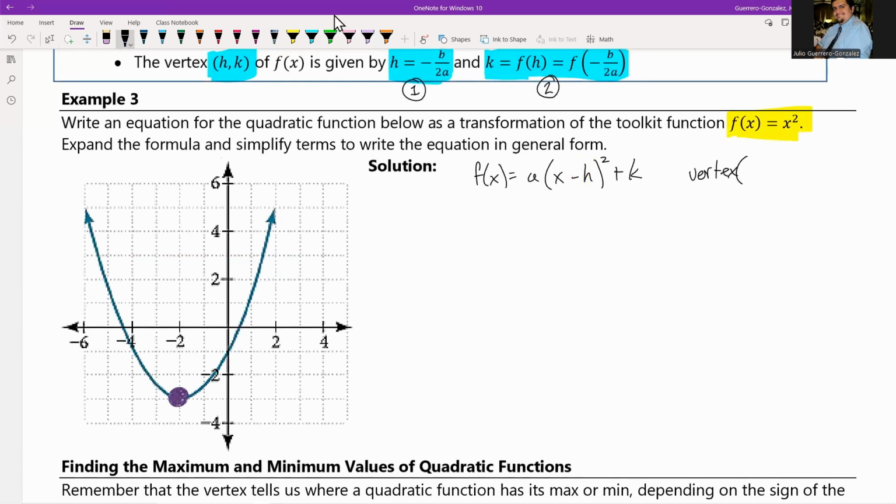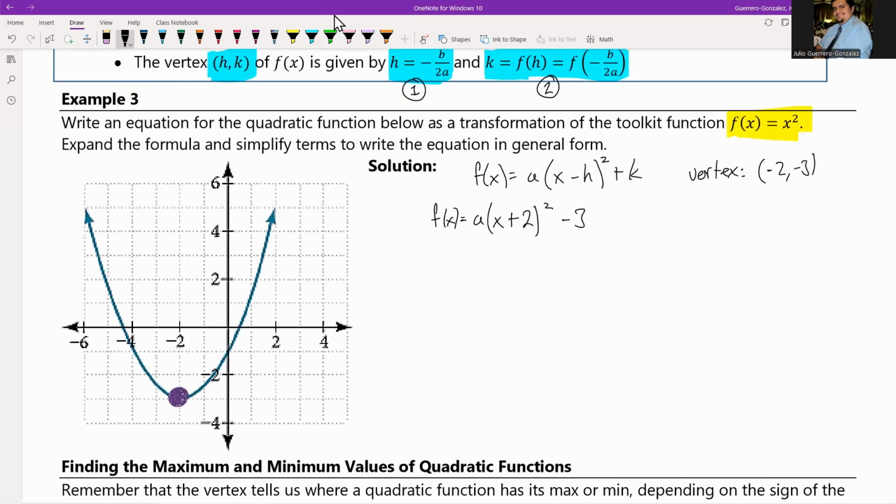So the vertex is going to be (-2, -3). Then automatically a(x ...), and remember how those rules worked: the h is the opposite of the sign. So if I moved it toward the negative, this is going to be (x + 2) squared, and then -3 because I needed to move it down. All right, we're good.